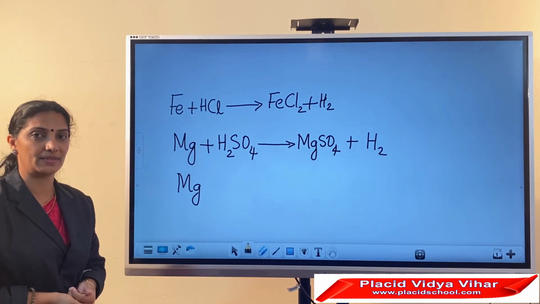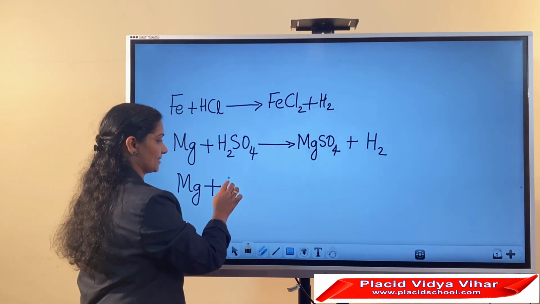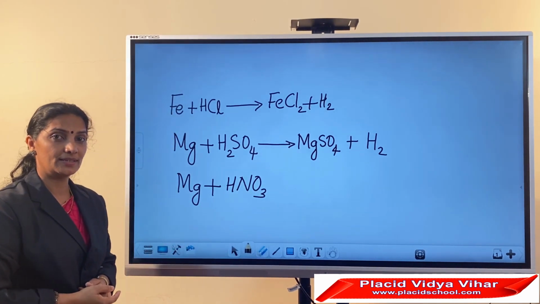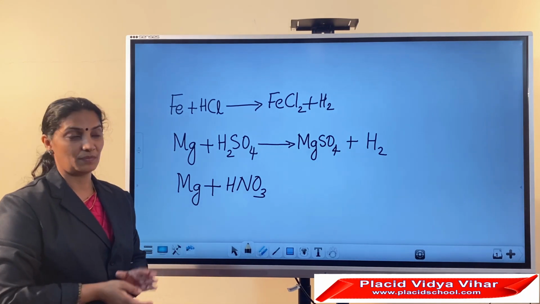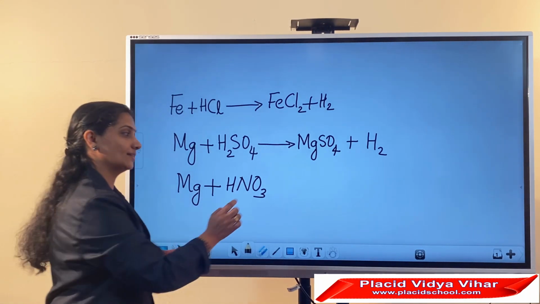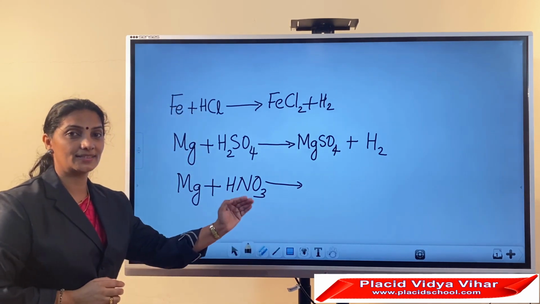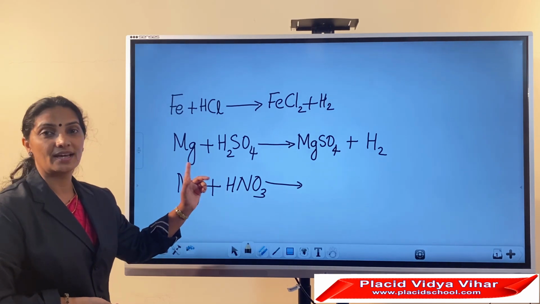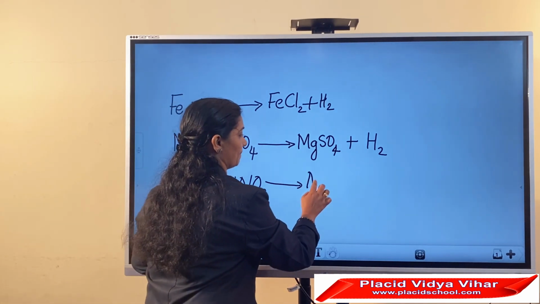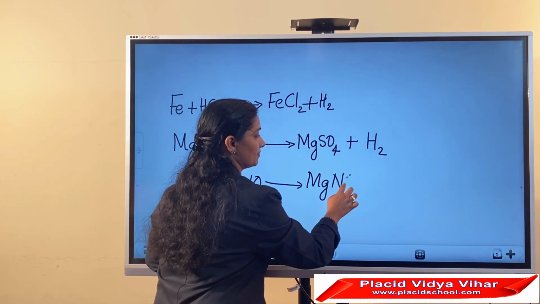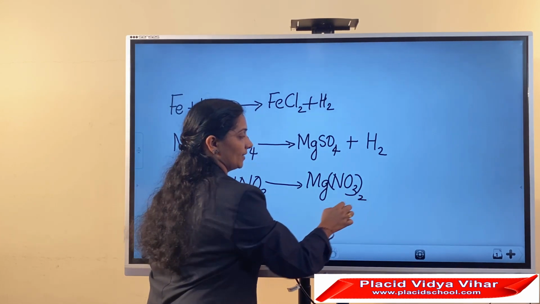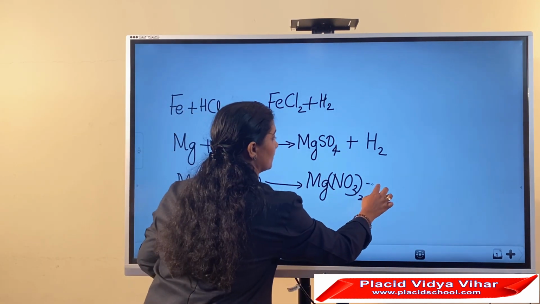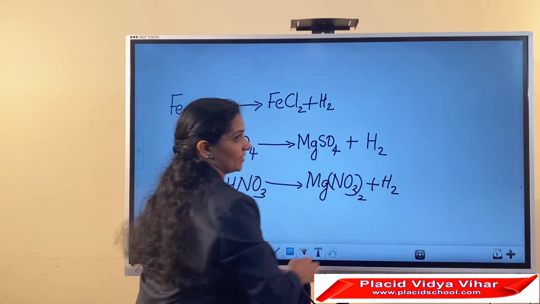We can say, take the same metal, magnesium, plus, which acid is this? HNO3. It is nitric acid. Magnesium plus nitric acid. Now, I think you can write the chemical products. It is magnesium nitrate and hydrogen gas.